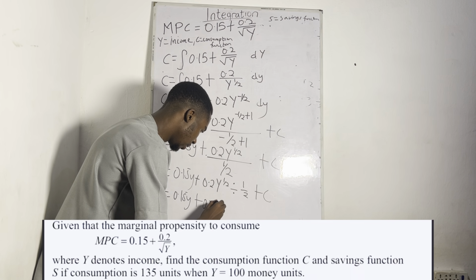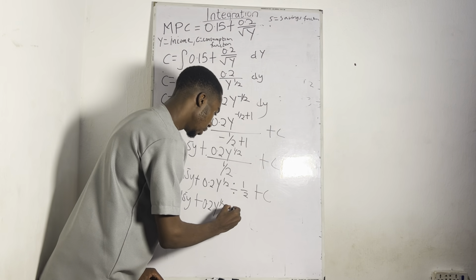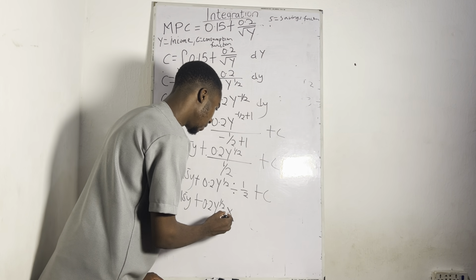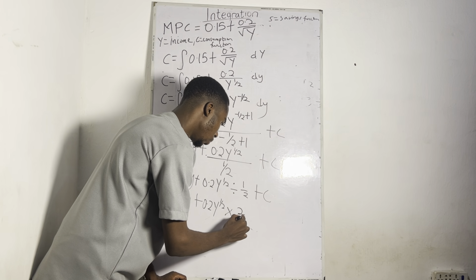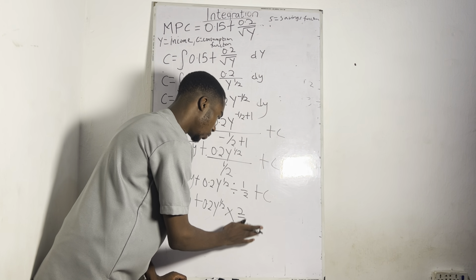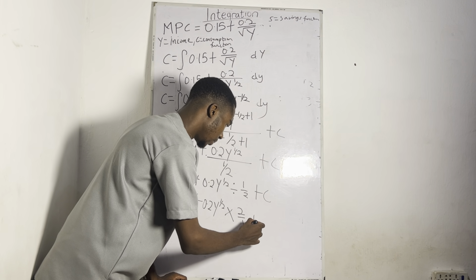0.2 y exponent half. This one is an exponent, so you change it. Then the division changes to multiplication, so it becomes times. Then the 2 comes to the top, so times 2 over 1. 2 over 1 is the same as 2, you get it? So times 2 is the same thing, then plus c.